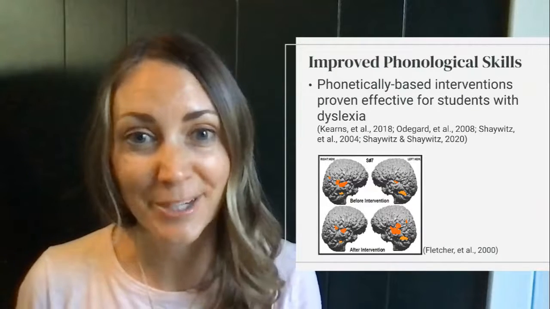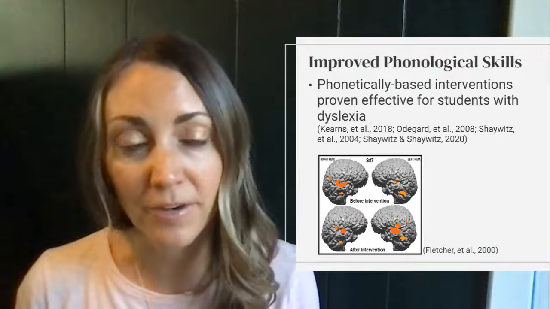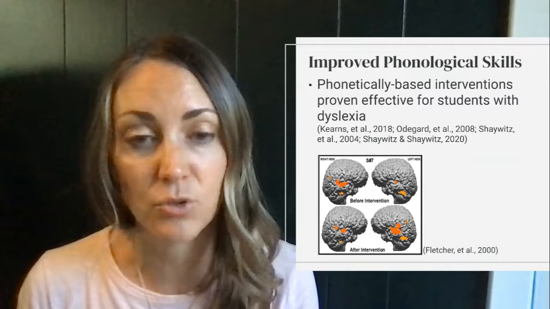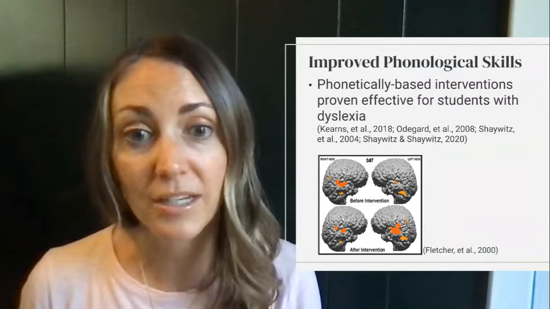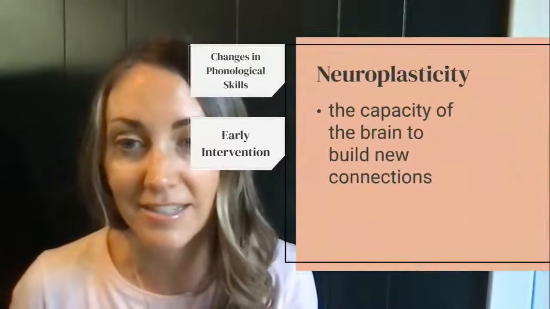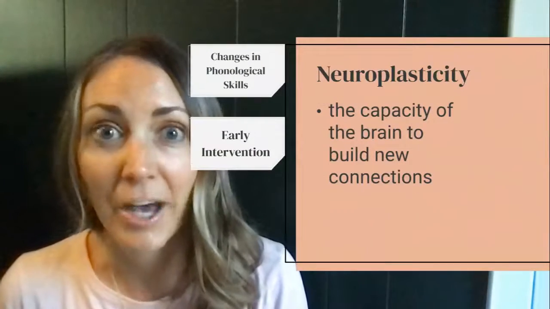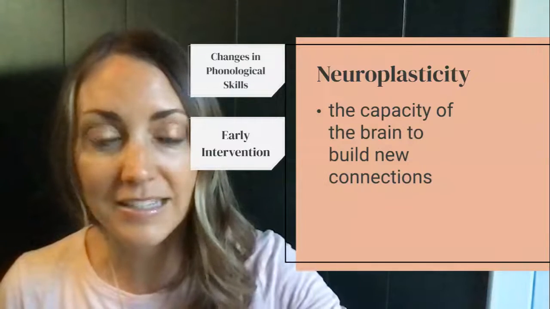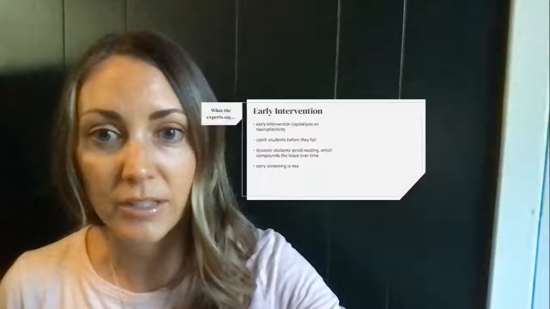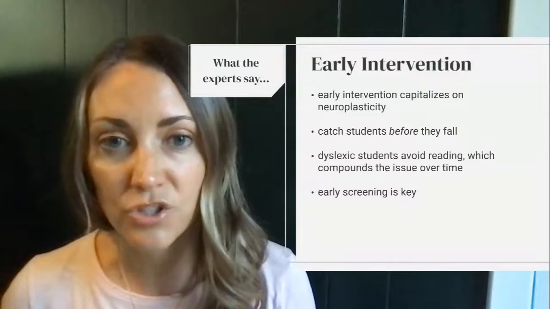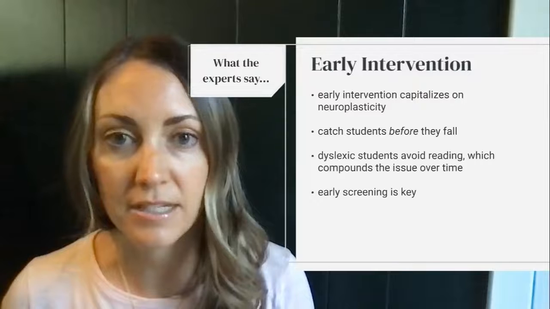And not in this video, but in an upcoming video, we will talk about very specific interventions and ways to target individuals who have dyslexia so that we can help to rewire their brains and really capitalize on that neuroplasticity and ultimately help them to become readers and improve their outcomes. In addition, neuroplasticity is really important when you're talking about early intervention. So, early intervention capitalizes on neuroplasticity.